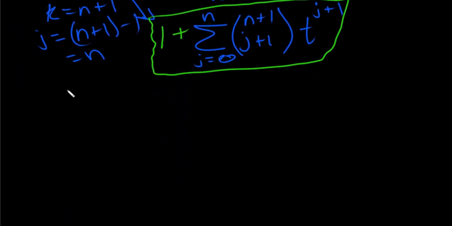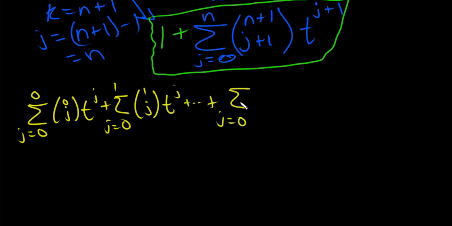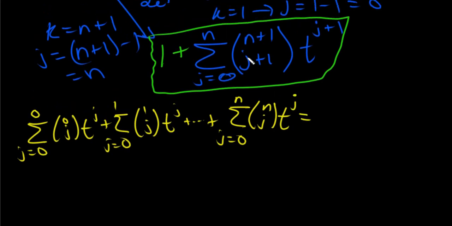So I'm going to get the left-hand side. I'll actually just rewrite the left-hand side. Left-hand side was the sum from j equals 0 to 0 of 0 choose j times t to the j plus the sum from j equals 0 to 1 of 1 choose j times t to the j plus ... the sum from j equals 0 to n. I'm really hoping I don't make an error because I don't want to do this video again. Like I said, this is like take 6, of n choose j times t to the j equals, okay, let's plug this guy in.